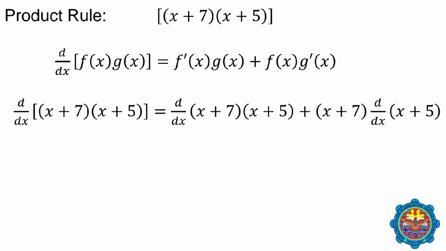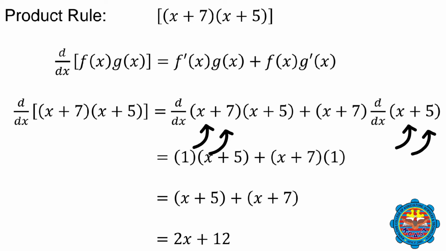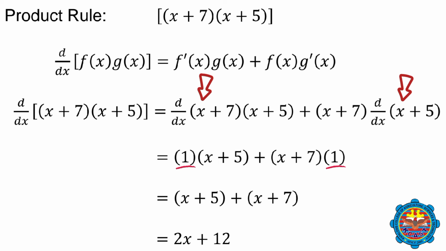In substituting, this x plus 7 is our f of x, and this x plus 5 is our g of x. Notice this part, we only have the one, which is the derivative of x, and we do not include the derivative of 7 and 5 on the other side. And the explanation for this is that the derivative of a value that does not have a variable is equal to 0.